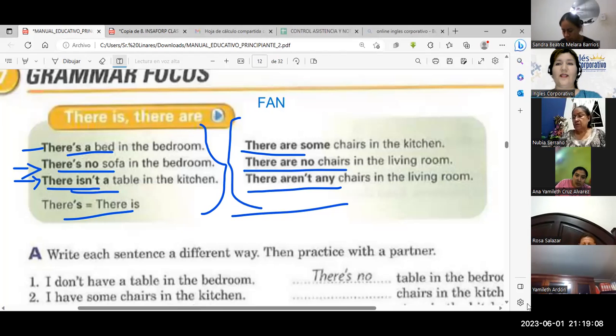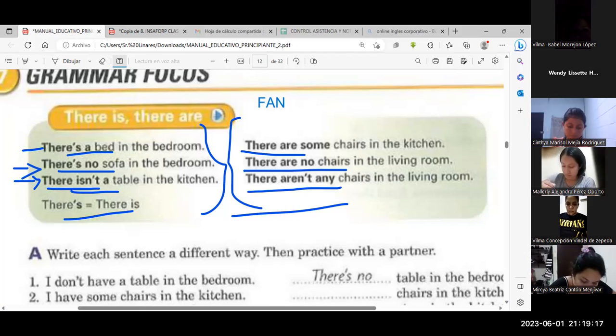Check on the objects and write your sentences. Cuando ya las tengan, me las pueden decir para irla revisando.